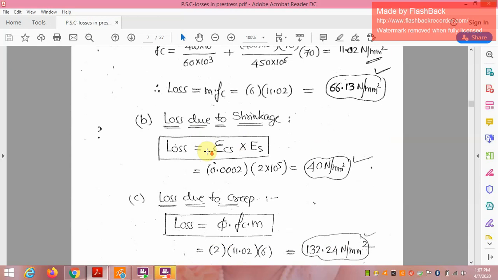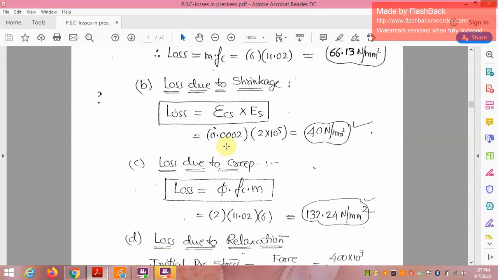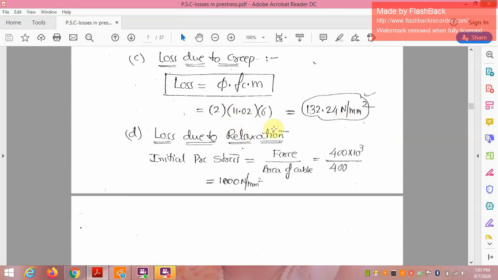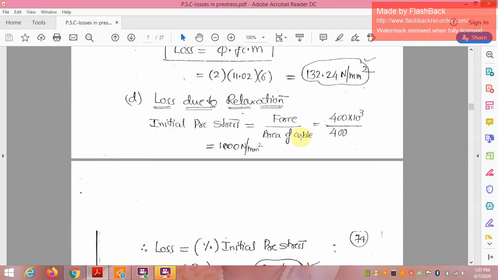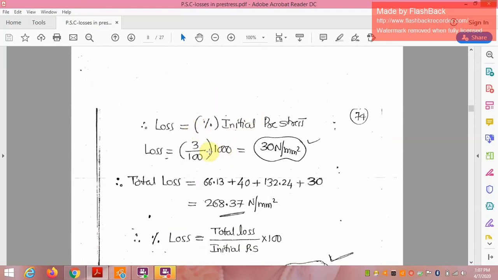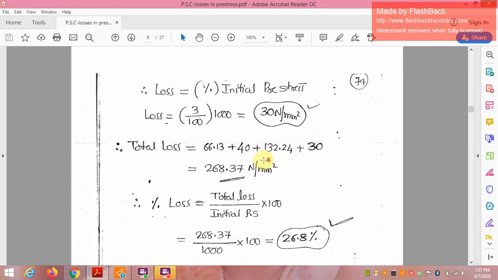Similarly, loss due to shrinkage is the shrinkage strain into Es. Loss due to creep is equal to phi into fc into m. Then the initial pre-stress is force upon area. Similarly, the loss due to relaxation is a percentage of initial pre-stress. The loss is 3 divided by 100 into 1000, that is 30 Newton per mm square.